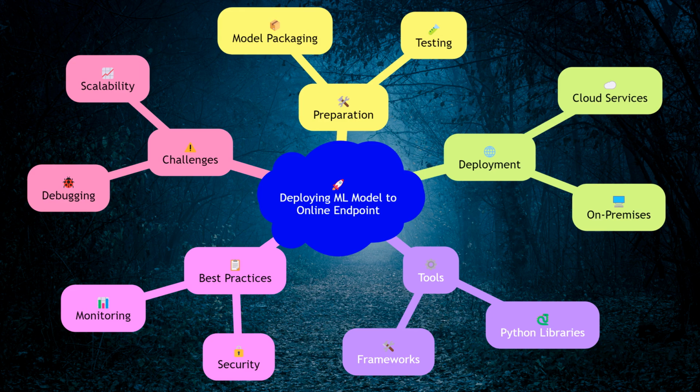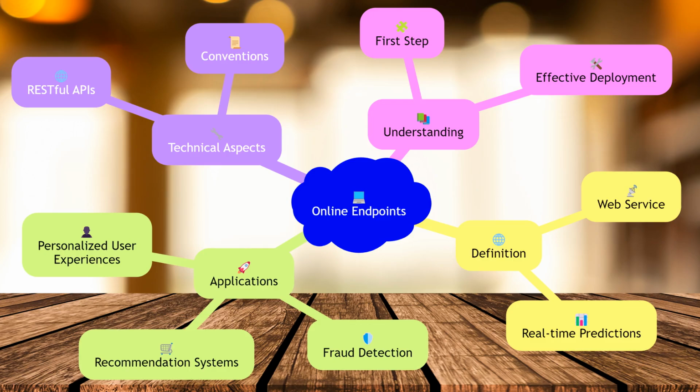By the end of this session, you will have a comprehensive understanding of how to deploy and manage your models in a production environment. An online endpoint is a web service that allows users to send data to a deployed model and receive predictions in real time. This is essential for applications that require immediate responses, such as recommendation systems, fraud detection, and personalized user experiences. Online endpoints are typically RESTful APIs, which means they follow a set of conventions for interacting with web services. Understanding how these endpoints work is the first step in deploying your model effectively.